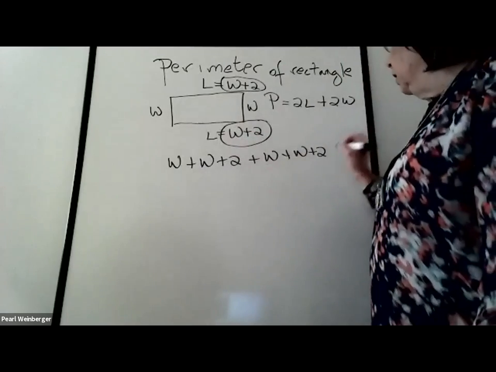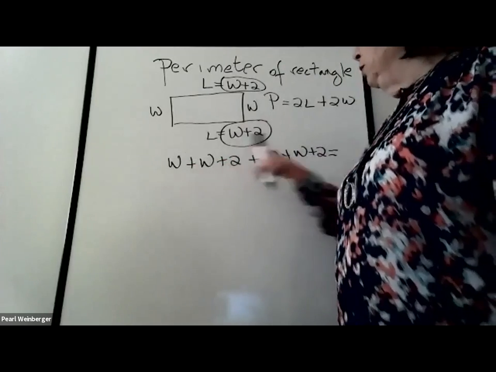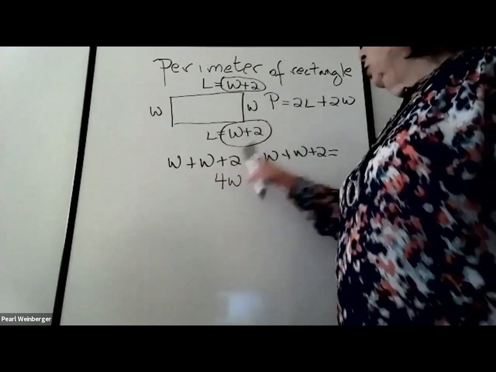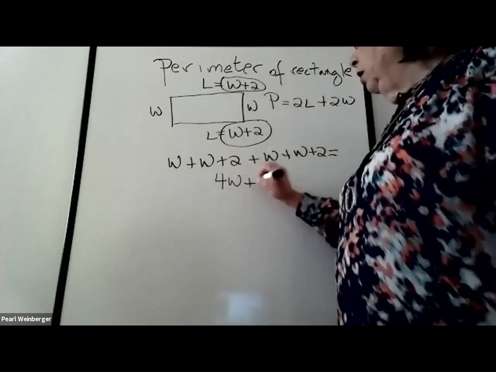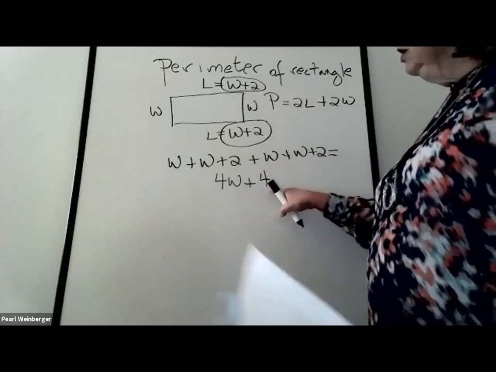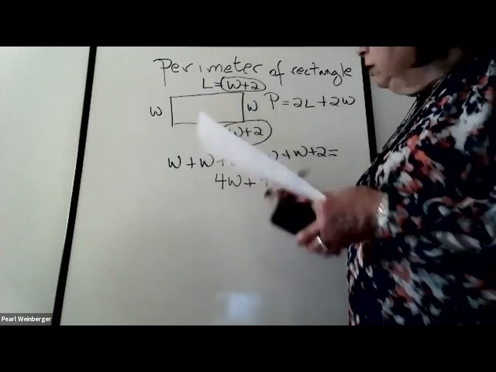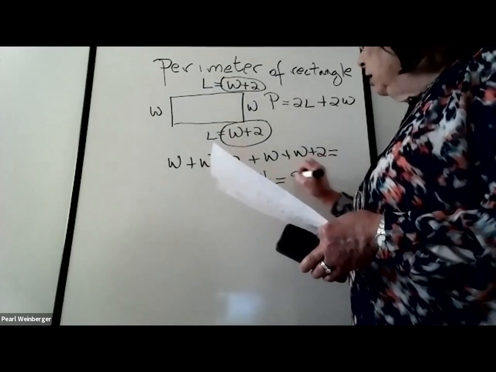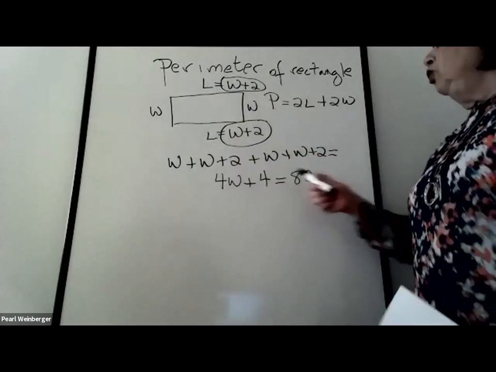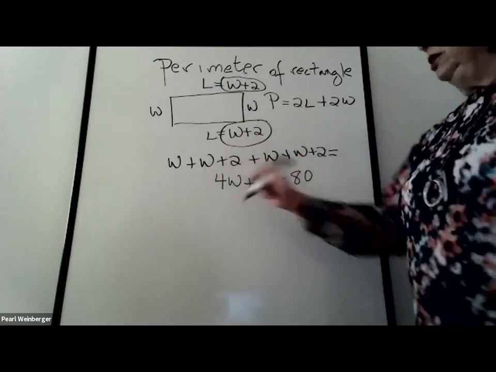It's the same thing. Notice when I add all of these up, W, W, W, and W like terms is 4W. And 2 plus 2 is 4. So in terms of W, my perimeter is 4W plus 4. And they actually told me that the perimeter is equal to 80. So this means 4W plus 4 equals 80. And now I have a simple equation to solve.